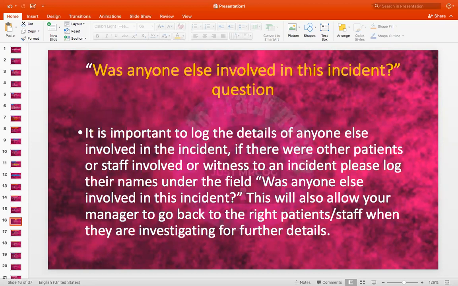Was anyone else involved in this incident? It is important to log the details of anyone else involved in the incident. If I am filing an incident report or filling in a Datix form, I have to mention the name if anybody else is also informed. If there were other patients or staff involved or who witnessed an accident, you have to mention the name. It's not about you only.